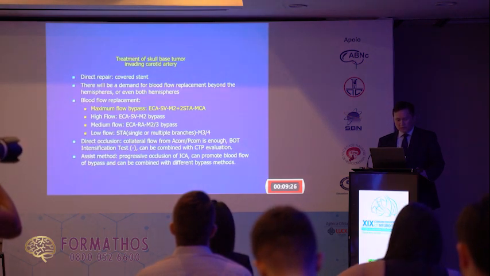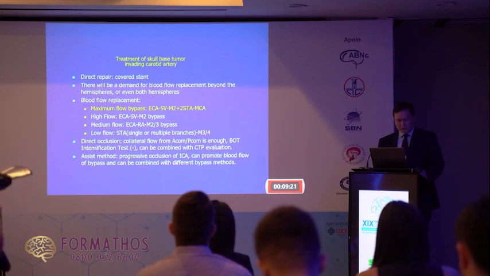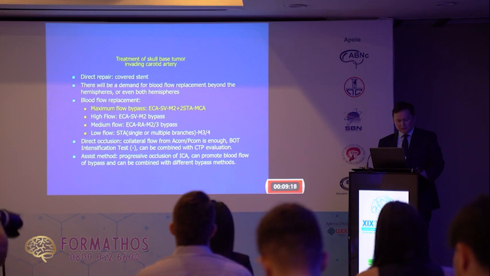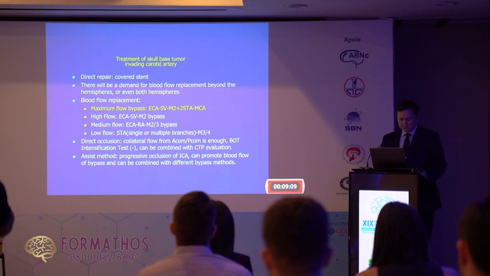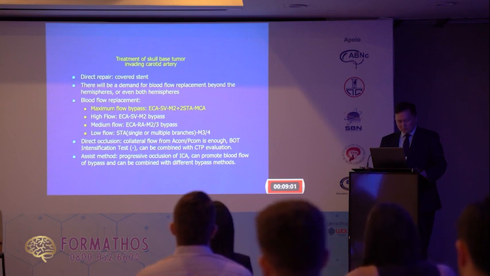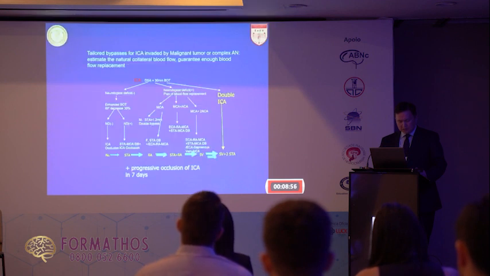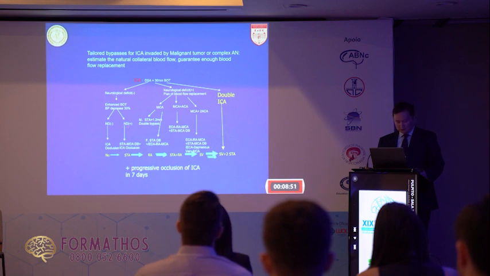Treatment of a skull-base tumor invading the carotid artery is a challenging task. For direct repair, we can use a covered stent. For this kind of patient, there will be a demand for blood flow replacement beyond one hemisphere, sometimes even both hemispheres. So we created a different kind of bypass. This is our strategy for replacement of the blood flow.